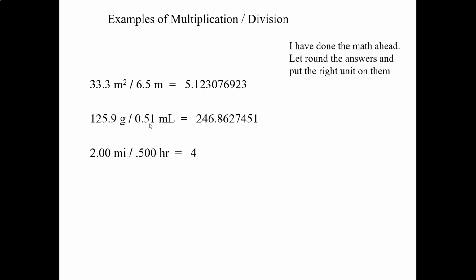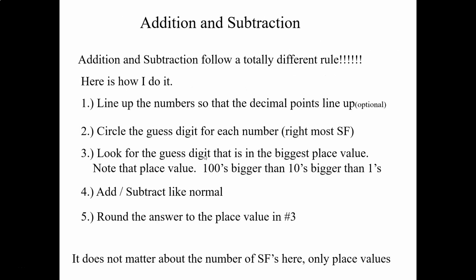How many sig figs does this number have? That's got 2. That left rule says that 0 is not a sig fig. So we'd round this to 2 sig figs, and we get 250 grams per milliliter. Forgot the unit on the last one. The unit on the first one would be meters, and then this one would be 4.00 miles per hour.